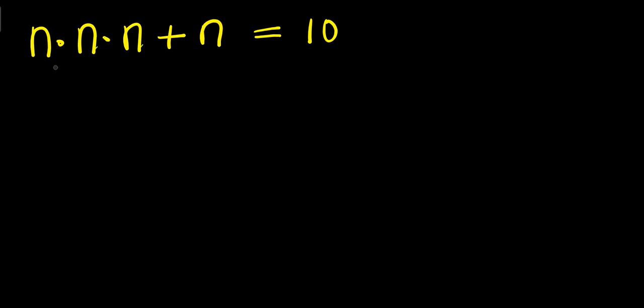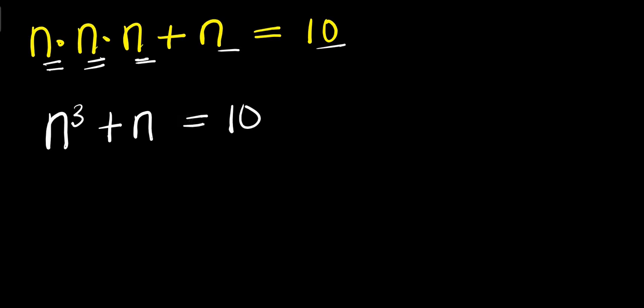Hello, how to solve this: n times n times n plus n equals 10, solving for all values of n that satisfy this equation. So let's multiply this out. We have n times n squared, which is n to the power 3, plus n, and this equals 10.